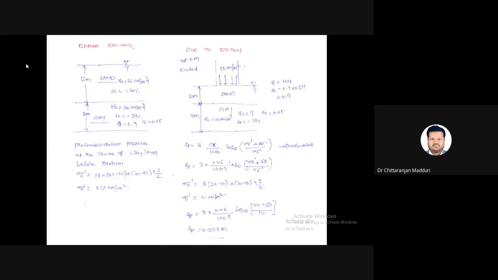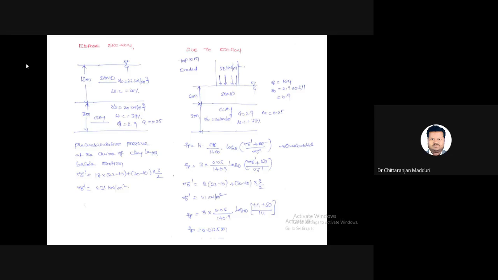Before erosion, the soil is not eroded, and the soil properties are there like this. Figure 1 shows the soil profile before erosion. The water table is at ground level. Up to 18 meters depth, there is a sand layer. The water content of the sand layer is 20%. The density of the sand layer is 22 kN per meter cube.